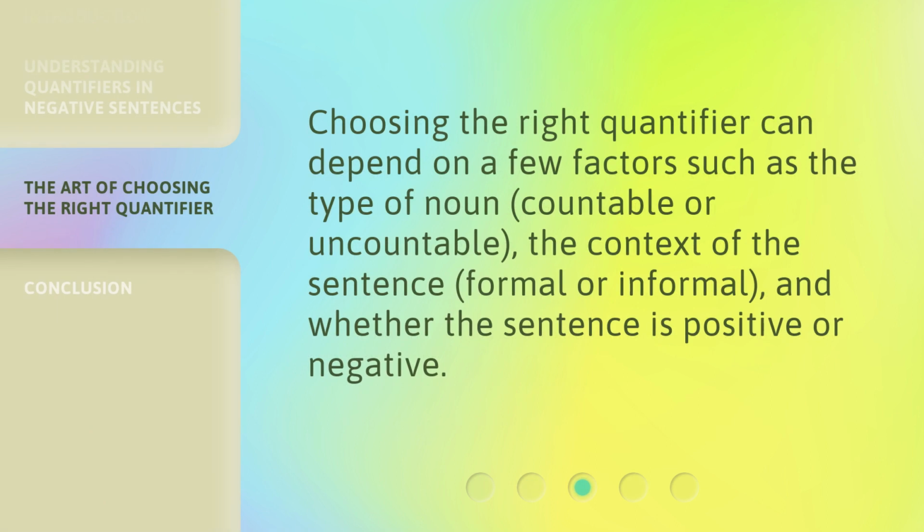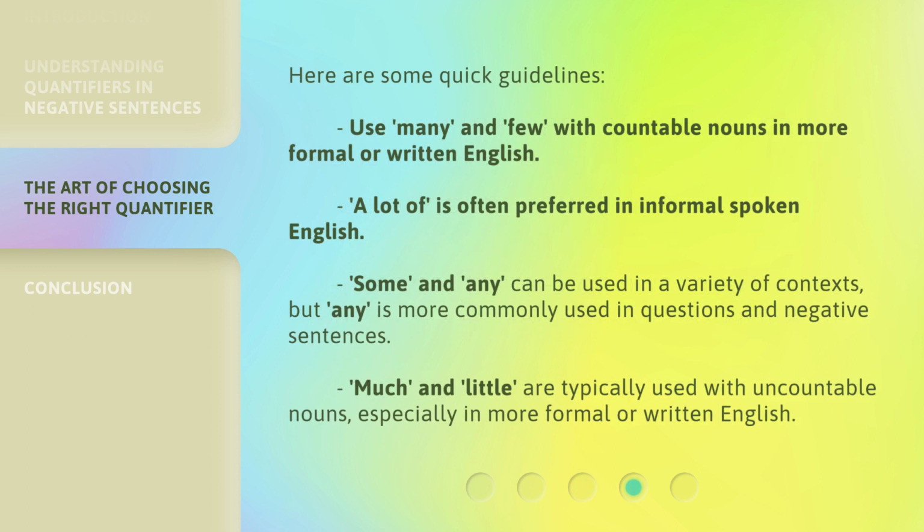Choosing the right quantifier can depend on a few factors such as the type of noun, countable or uncountable, the context of the sentence, formal or informal, and whether the sentence is positive or negative. Here are some quick guidelines. Use many and few with countable nouns in more formal or written English. A lot of is often preferred in informal spoken English.